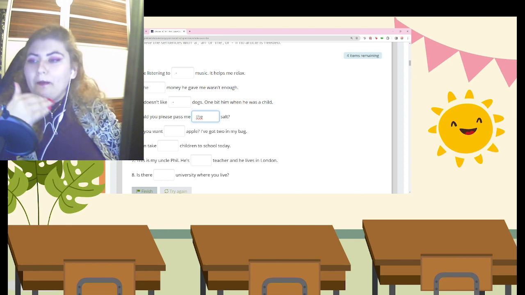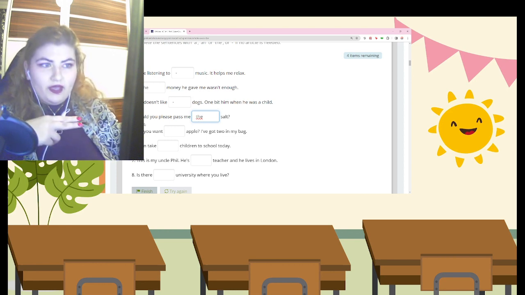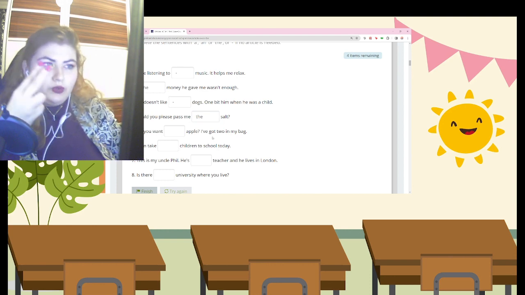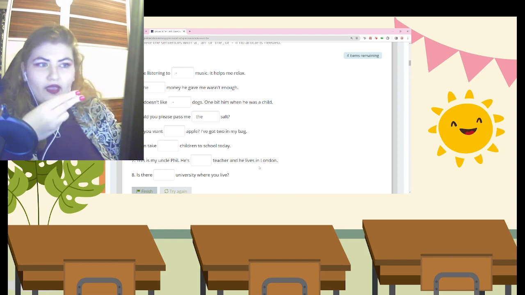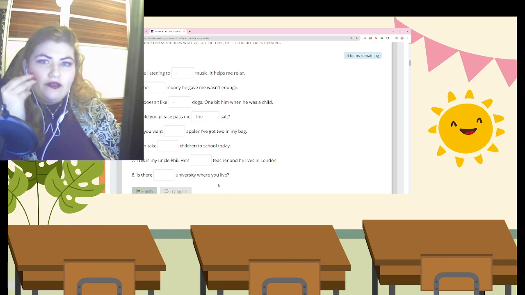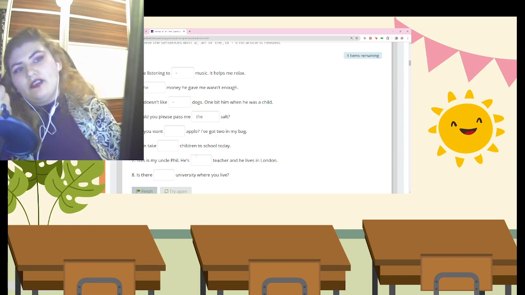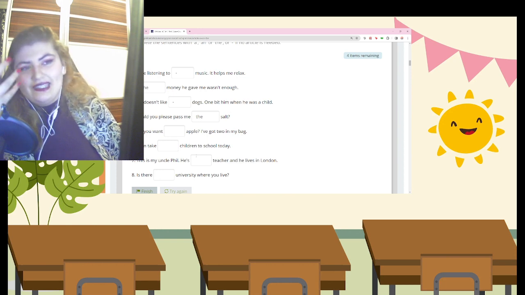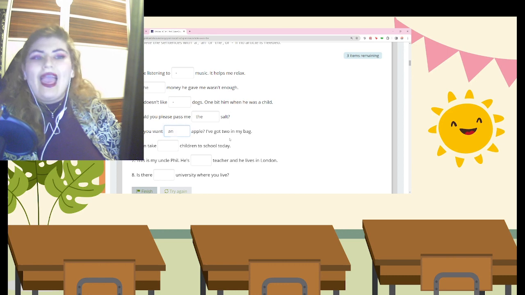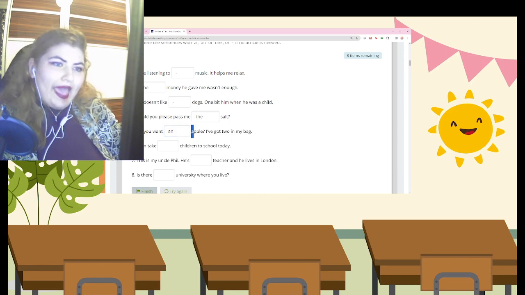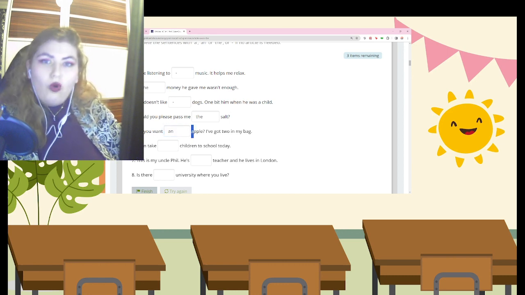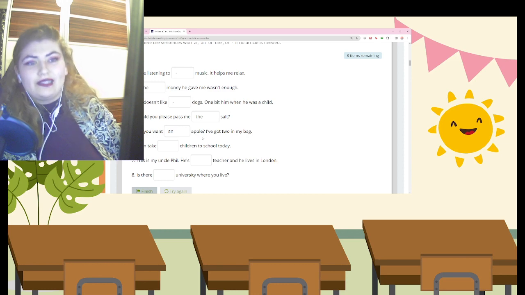Do you want an apple? I've got 2 in my bag. So the person has 2 in his or her bag, which means there are apples. And the person is asking if you want an apple. So it is going to be an. Apple starts with a vowel, so it is going to be an, not a.